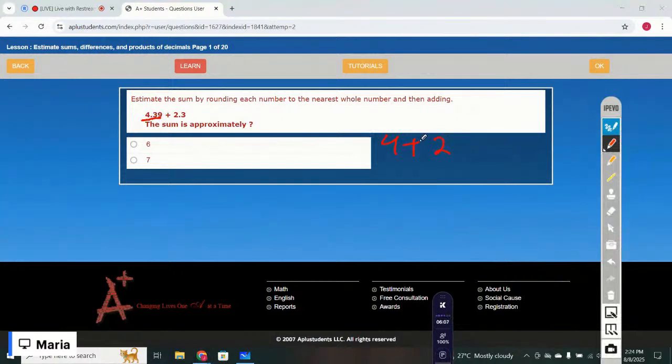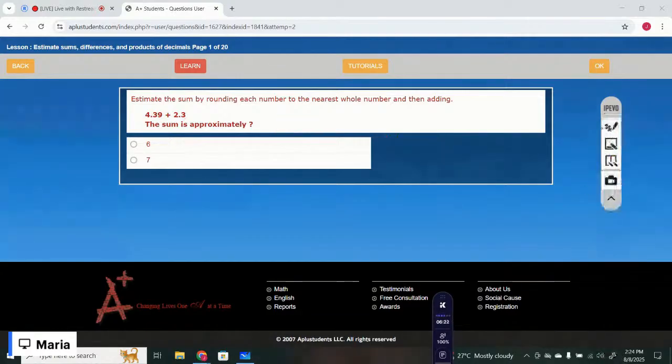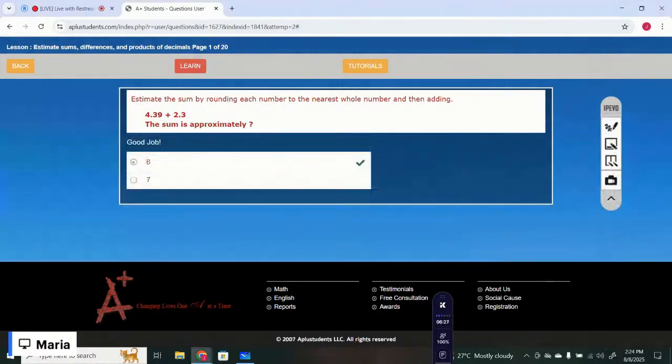2.3 is rounded to 2, right? Because the digit right after the decimal point, 3, is less than 5. So it would be rounded down. 4 plus 2 is 6. Option number 1 is the correct option.